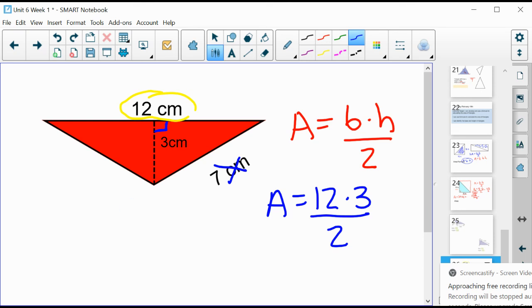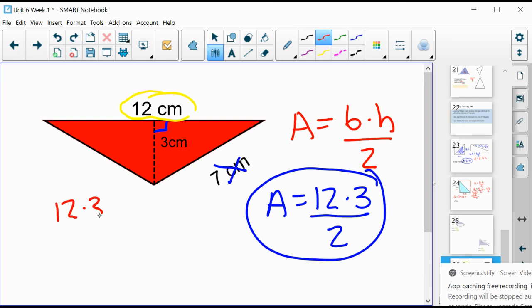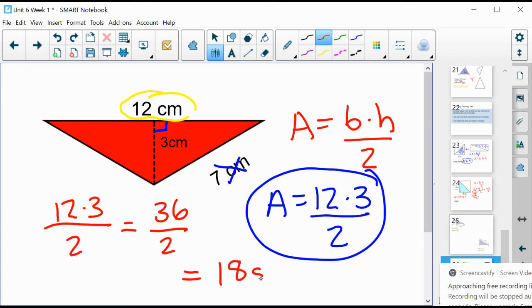I'm going to go kind of fast. I'm running out of time. So now I'm just going to simplify this to find our area. First I'm going to do 12 times 3 and divided by 2. 12 times 3 is 36, divided by 2 equals 18 square centimeters, since we're finding area.